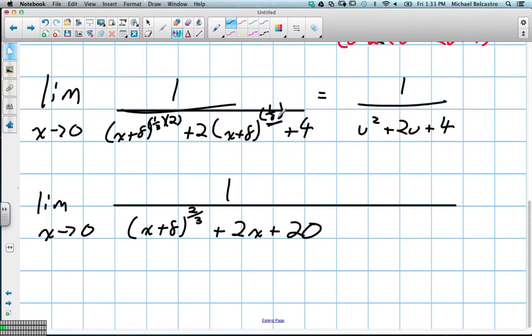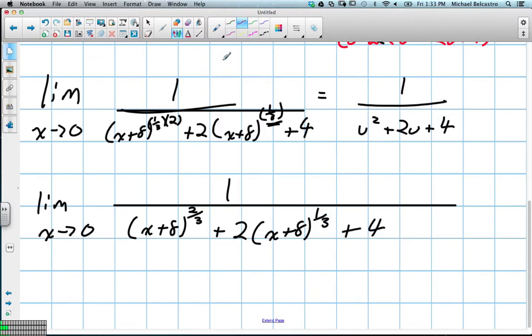Oh, sorry, you're right. I forgot I wrote that there. I didn't notice that. I apologize. We're going to have to leave that as is: 2 times x plus 8 to the one third, plus 4. Good thing you noticed that.